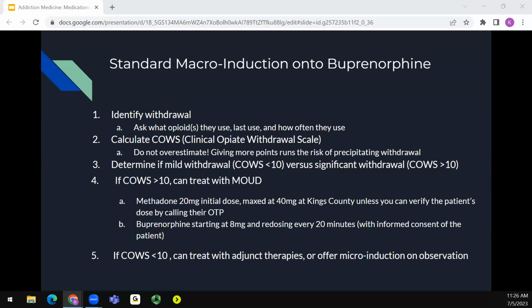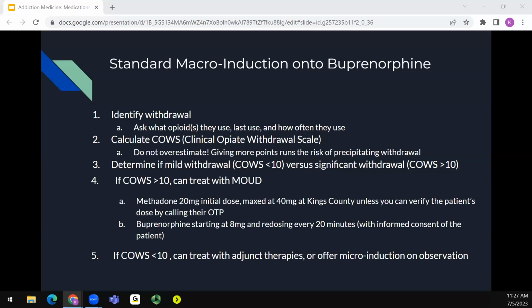If they're on methadone and they are happy on methadone and want to continue methadone, you can offer buprenorphine, but if they want the methadone, you can give their 20 initial dose, which maxes out at 40 at Kings County, unless you can verify the patient's dose by calling their OTP.